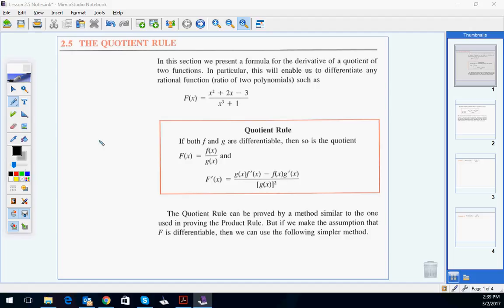The quotient rule, good news, it's only 4 slides. It is a rule. Okay, so like I said, the product rule, you're going to say this over and over. You're going to get tired of it. The quotient rule is the same thing.